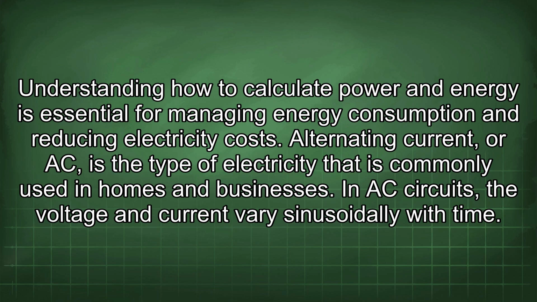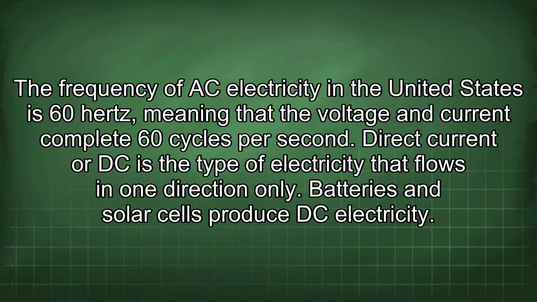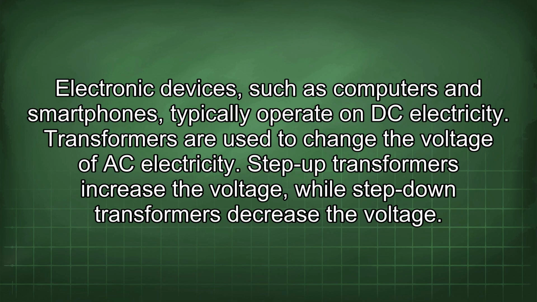Alternating current, or AC, is the type of electricity that is commonly used in homes and businesses. In AC circuits, the voltage and current vary sinusoidally with time. The frequency of AC electricity in the United States is 60 Hz, meaning that the voltage and current complete 60 cycles per second. Direct current, or DC, is the type of electricity that flows in one direction only. Batteries and solar cells produce DC electricity. Electronic devices, such as computers and smartphones, typically operate on DC electricity.